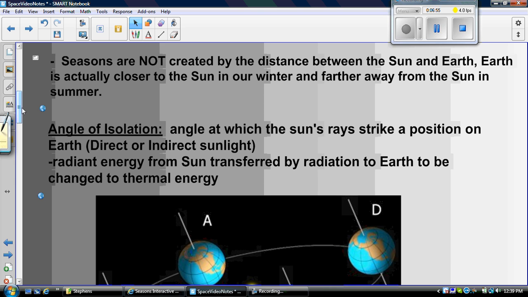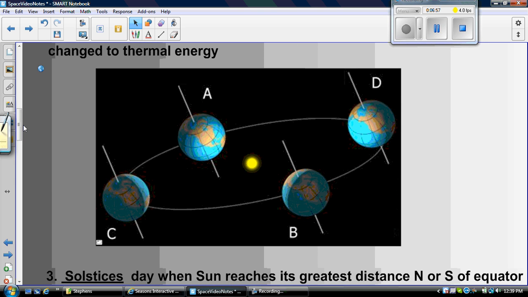Okay, so hopefully that explains our tilt and how we receive indirect versus direct sunlight.